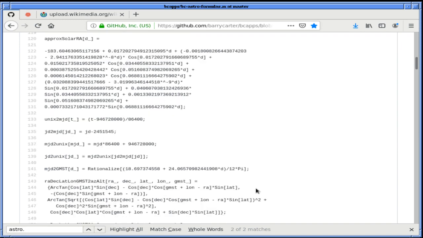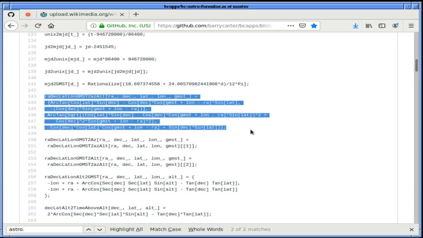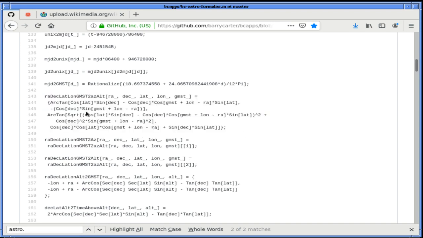Now, this function here is actually broken up into two functions below it. But this is actually a really important function in astronomy, in observational astronomy. And in fact, it might be the only important function in observational astronomy, because you can get to a lot of other formulas just from this, including its reverse and other stuff we're going to look at.